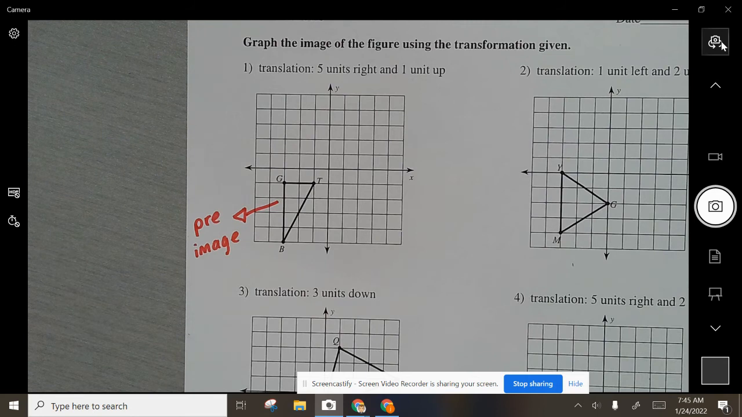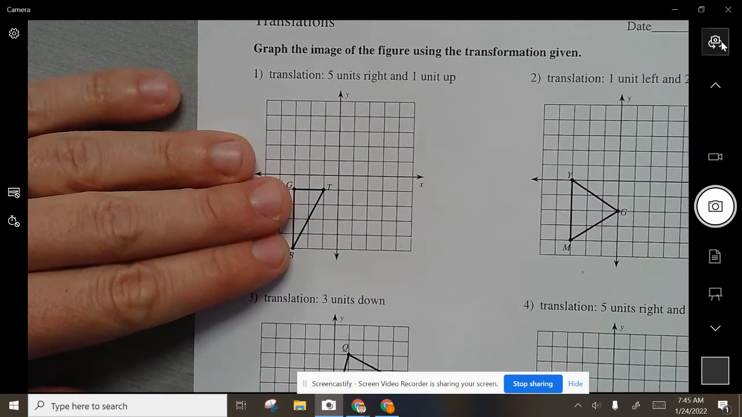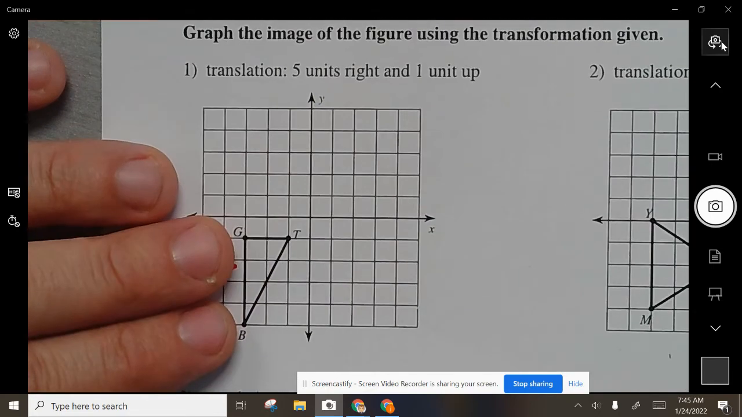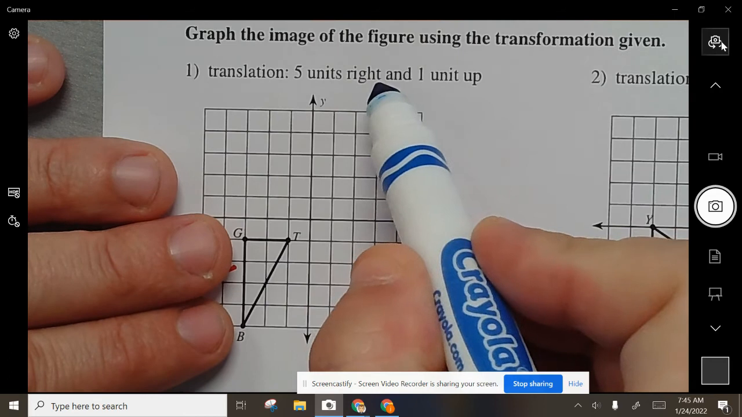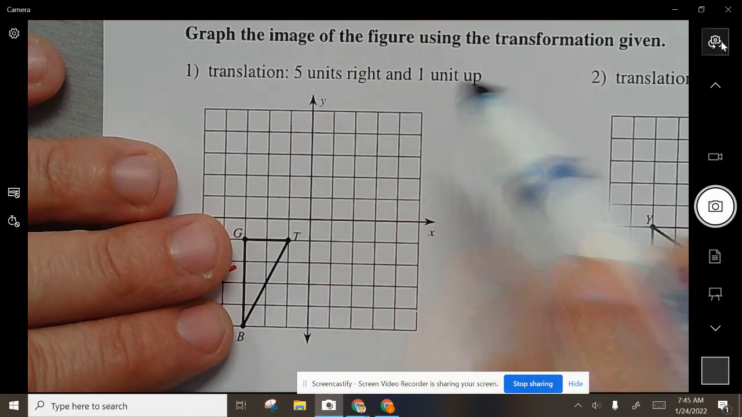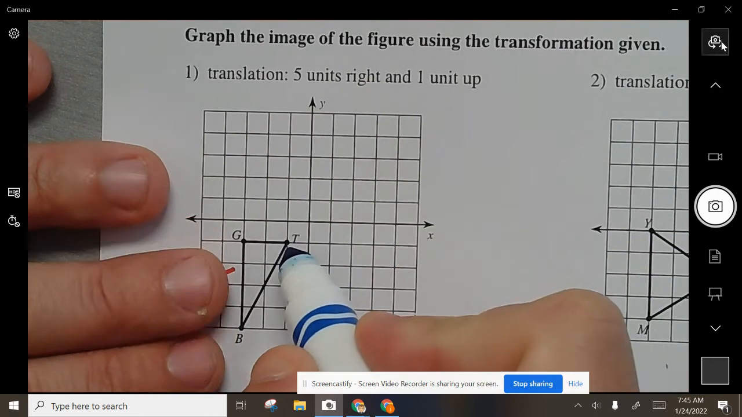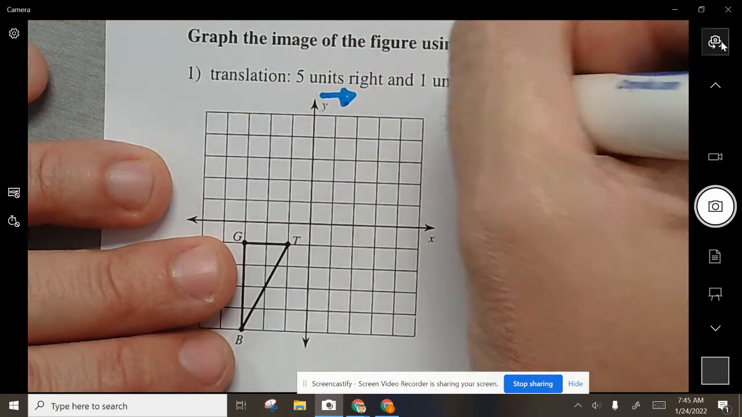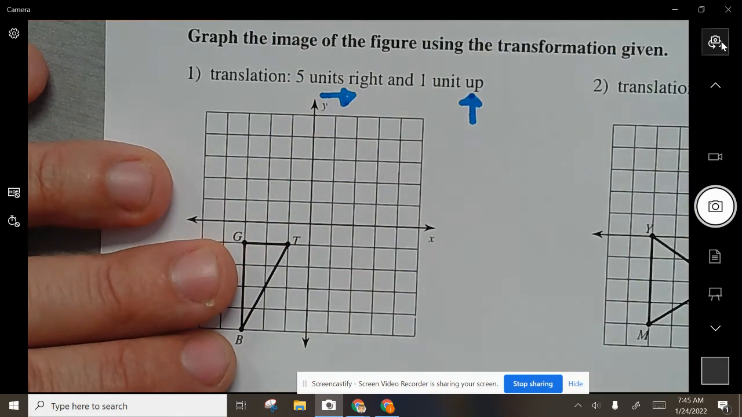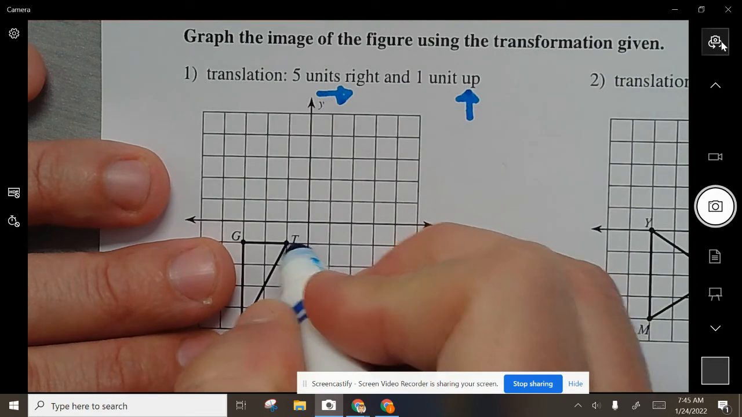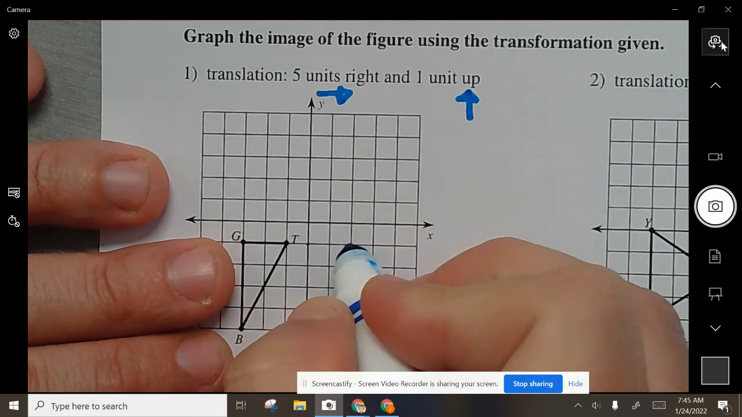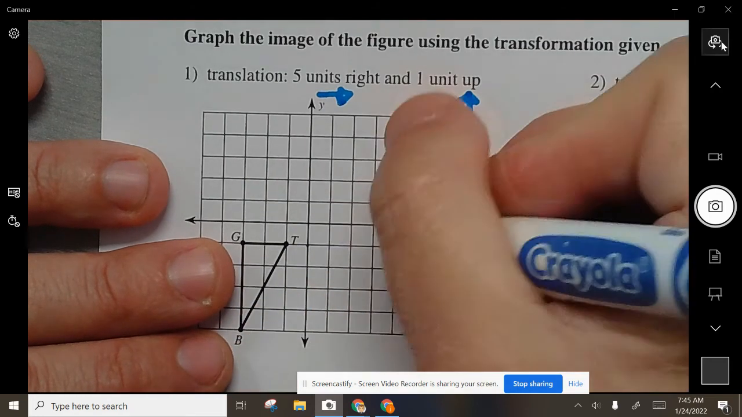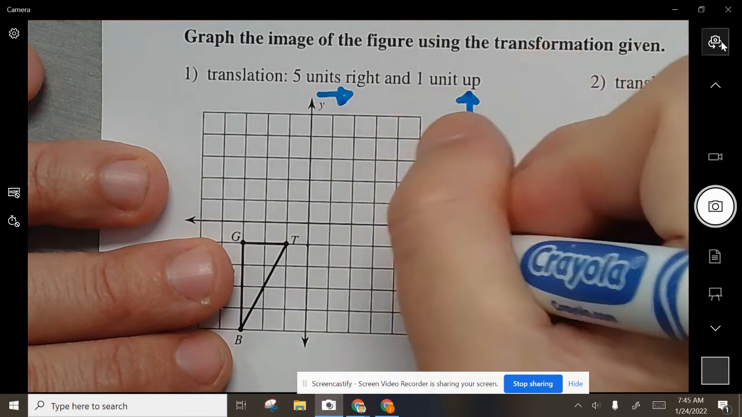All right, now, what are we going to do first? We're going to go ahead and take it from one point at a time. So looking at this image, it says translate 5 units to the right and 1 unit up from each point. So start at T, and it says go 5 units to the right and 1 unit up. Okay, so I'm going to start here at T, and I'm going to go 5 units right. 1, 2, 3, 4, 5, and then I'm going to go 1 unit up. And there's my new T.